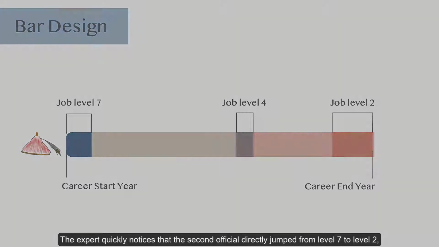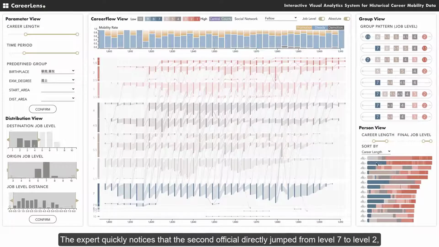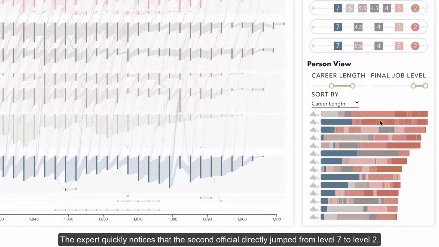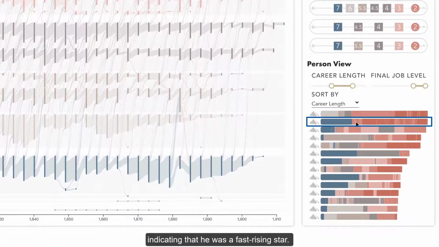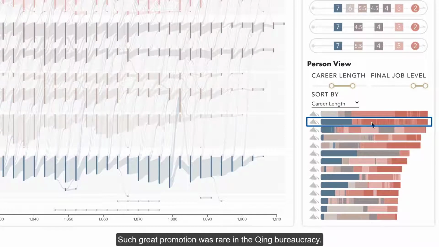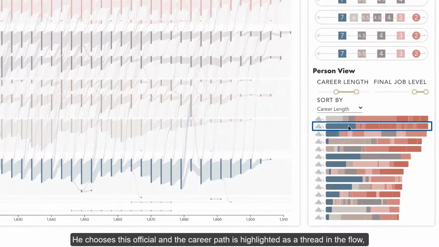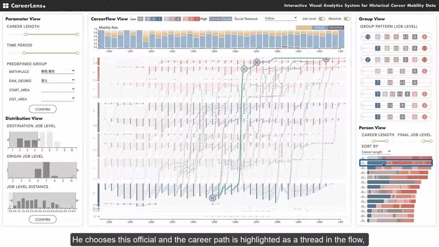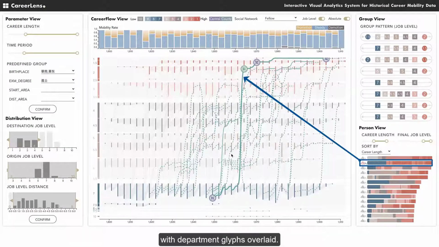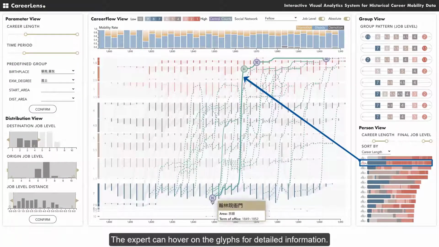The expert quickly notices that the second official directly jumped from level 7 to level 2, indicating that he was a fast rising star. Such great promotion was rare in the chain bureaucracy. He chooses this official and the career path is highlighted as a thread in the career flow, with department glyphs overlaid. The experts can hover on the glyphs for detailed information.